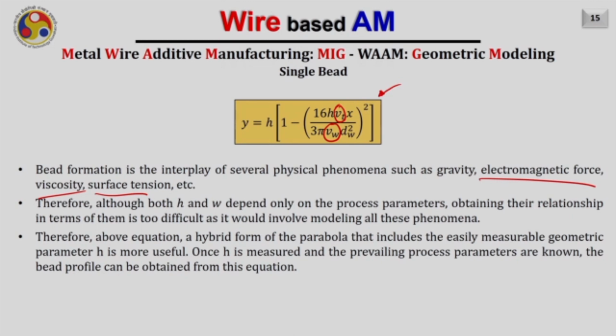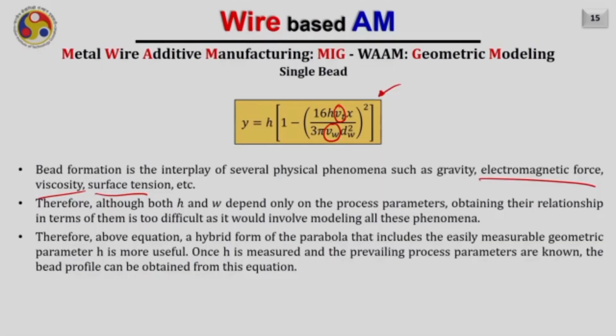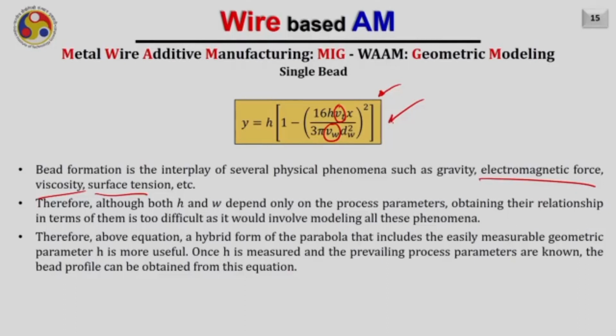Therefore, the above equation is a hybrid form of parabola that includes the easily measurable geometric parameters, and that is nothing but H. When you deposit a bead, you can easily measure it by using a vernier caliper. Once you know the value of H and you are assuming that the deposited bead is a parabola, you can find out the other values corresponding to that. So, once we know the value of H on the deposited bead, you can easily find out the shape of the bead by utilizing this equation.